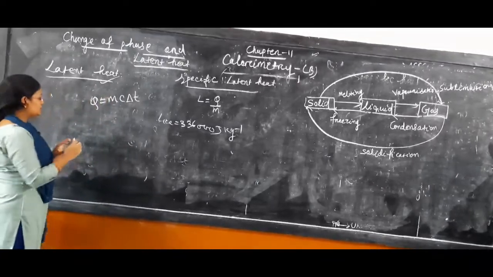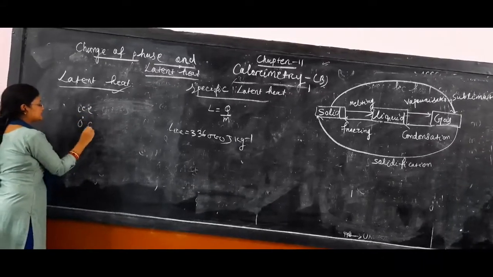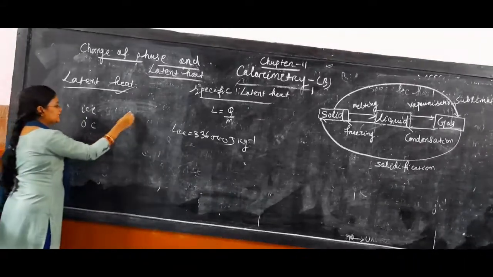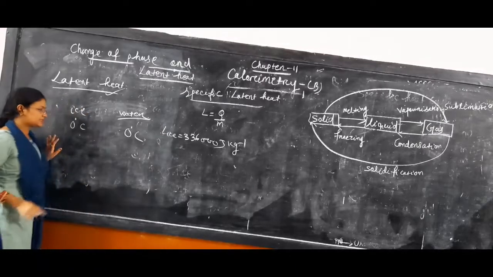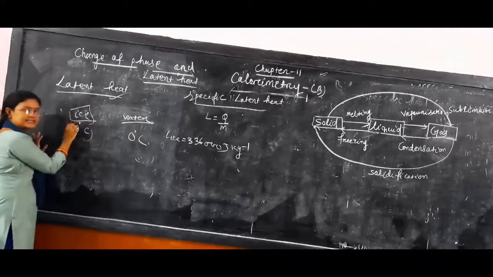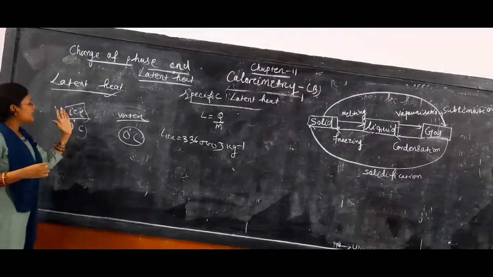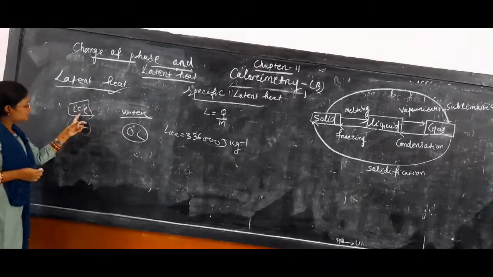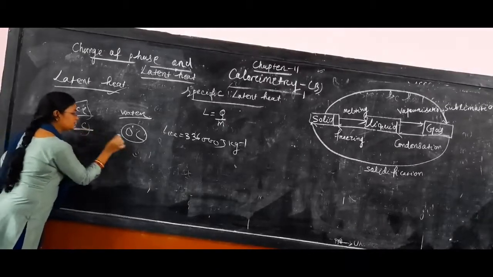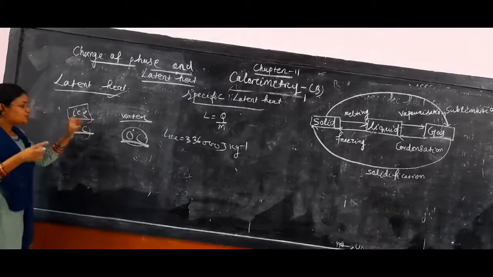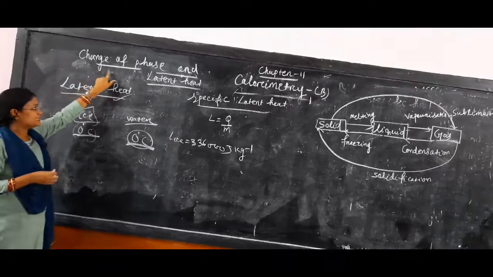For example, suppose I am taking ice at 0 degree Celsius. If you give heat to ice, it will melt and convert into water at 0 degree Celsius. Ice is at 0 degree Celsius and water is also at 0 degree Celsius. After giving heat, ice changes to water. Ice is in solid state, water is in liquid state. Here the temperature is constant, at 0 and 0. So as I told you, if there is a change of state at constant temperature, then we can say it is a change of phase.